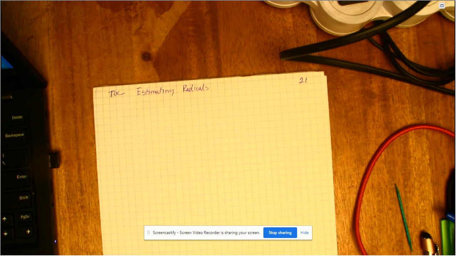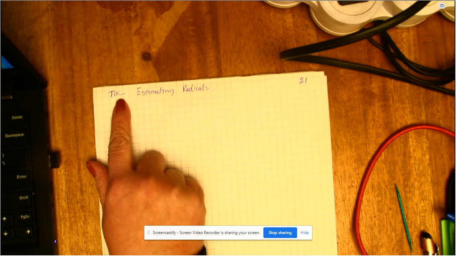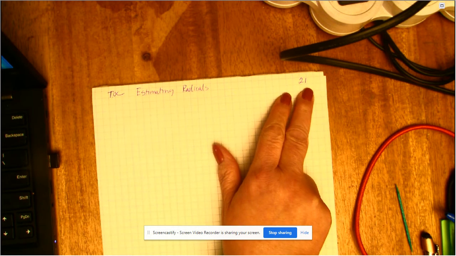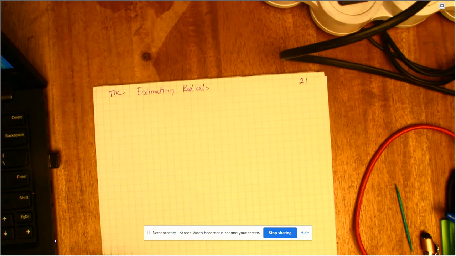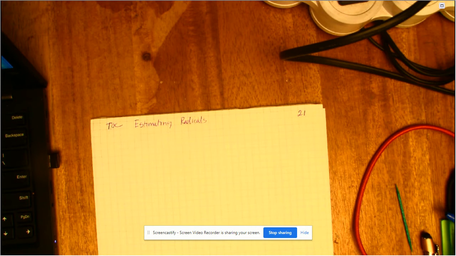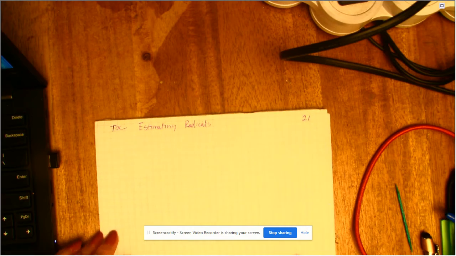So estimating radicals, TOC, table of contents for today. I believe it's on page 21. I don't have my regular notebook at home, but I believe we're on page 21. Okay, so things we need to know.